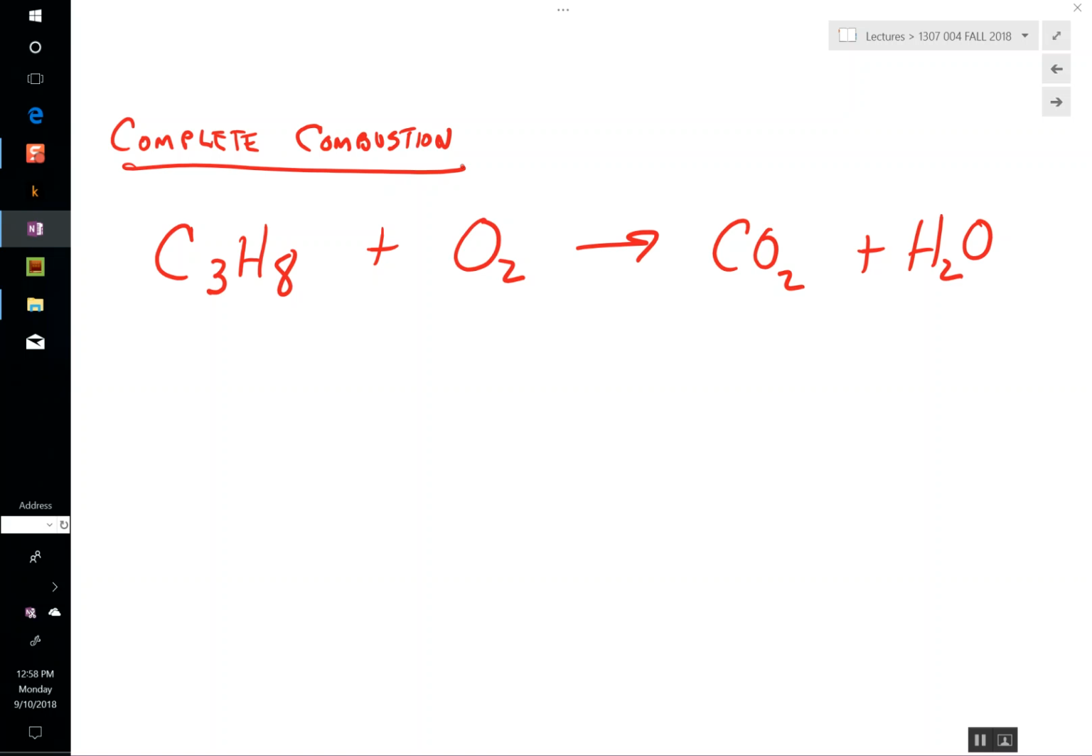No, the CO2 doesn't have to come first, but I usually just do them that way. They just need to be on the right side of the equation. They are products. Propane and oxygen are reactants.